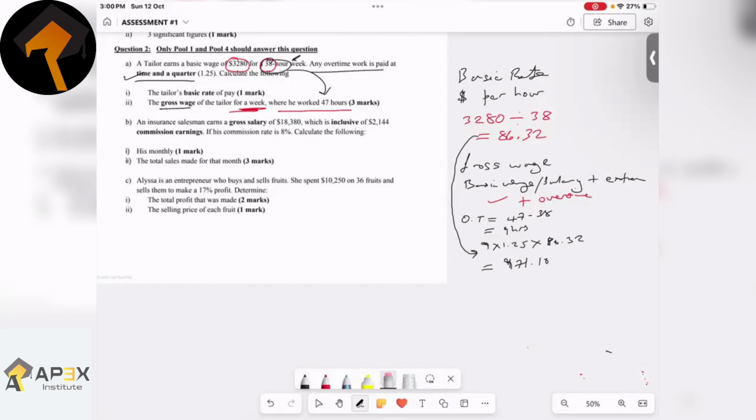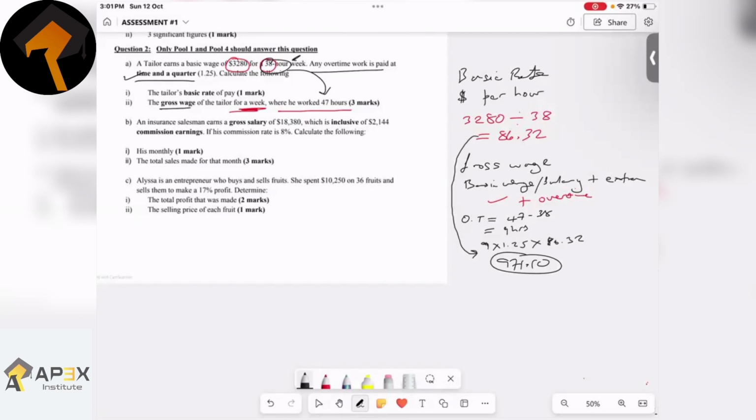$971.10. Let me just write that a little better. Okay, I'm so sorry, guys. Don't know what's going on with my pen. 10 cents. All right, so $971.10. My stylus is kind of giving me some issues. $971.10. All right. Now that is going to be your overtime.